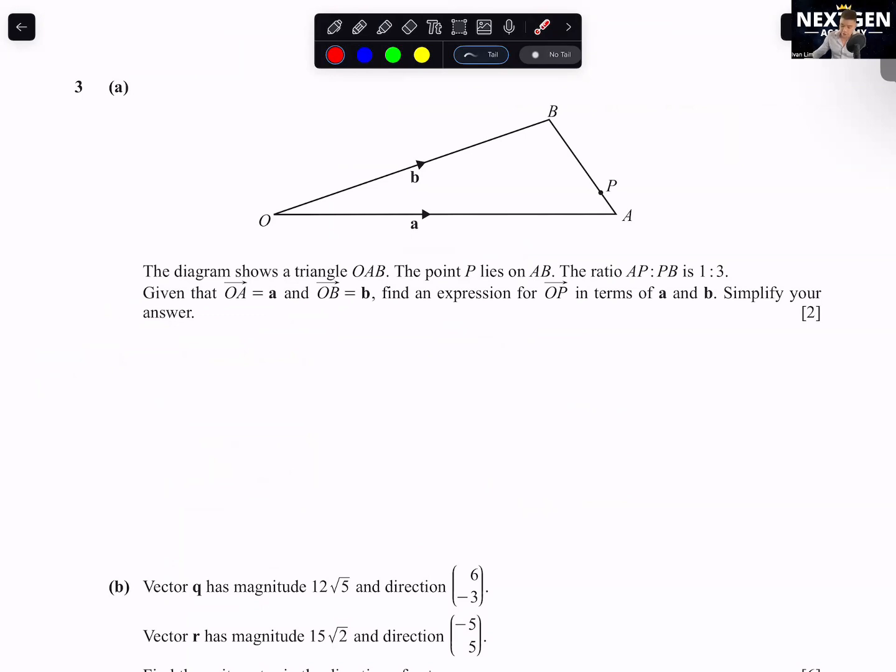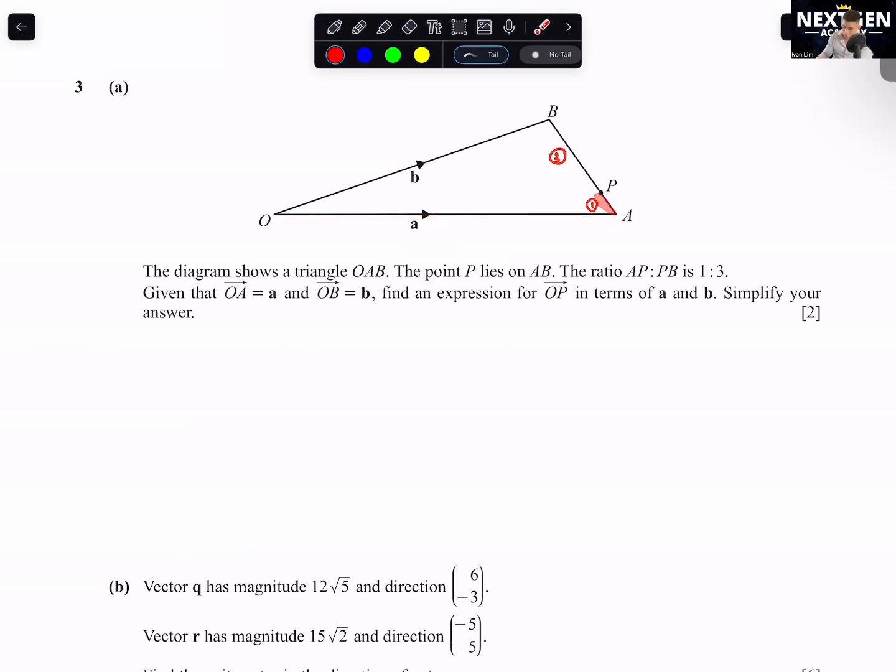Okay, 3a. Diagram shows a triangle OAB. Ratio of AP to PB is 1 to 3. Okay, so I'm going to write here 1 to 3. Given that OA is a, OB is b, find an expression of OP in terms of a and b. Okay. OP, I can go OA plus AP. Okay, I think this is pretty simple.